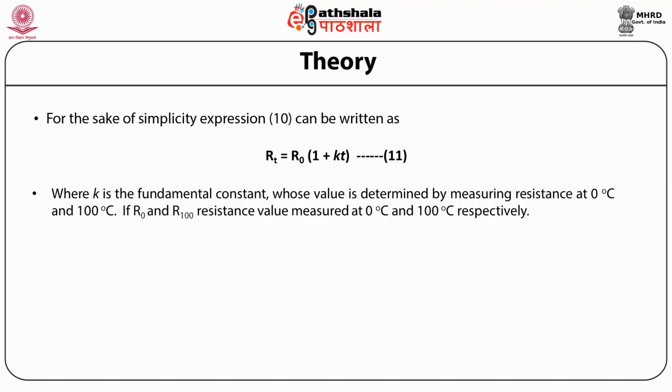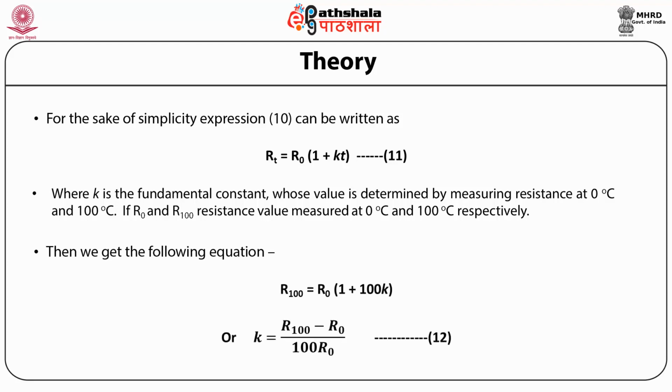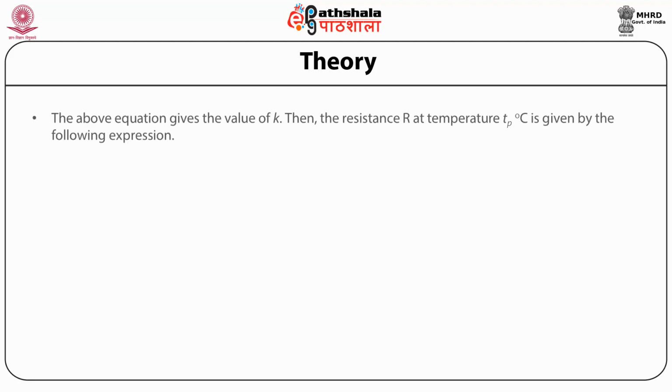If R0 and R100 are resistances measured at 0 degrees centigrade and 100 degrees centigrade respectively, then we get the following equation. R100 = R0 × (1 + 100K), or K = (R100 − R0) / (100 R0). This is equation 12. The above equation gives the value of K.